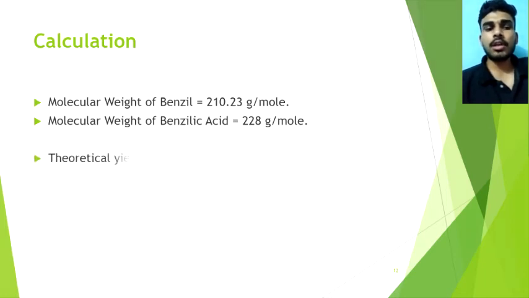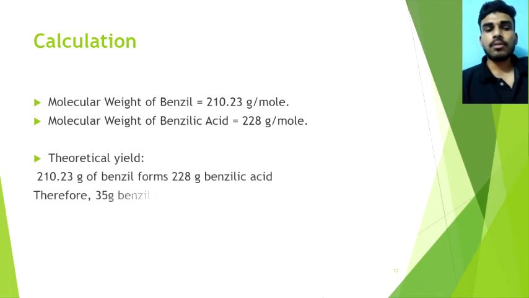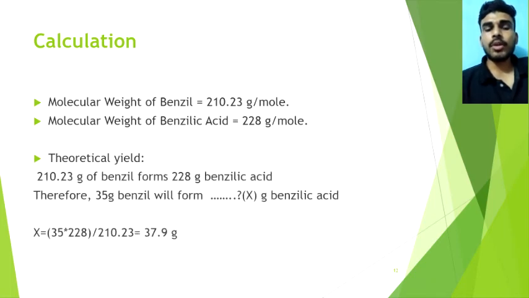To find the theoretical yield: if 210.23 gram of benzil forms 228 gram of benzilic acid, then 35 gram of benzil, which we have used in the experiment, will form how many gram of benzilic acid? So 35 times 228 divided by 210.23 is equal to 37.9 gram. The theoretical yield of the practical is 37.9 gram.